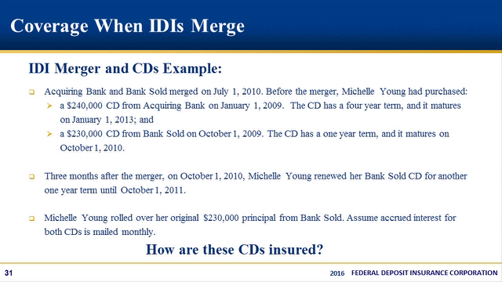3 months after the merger, on October 1st, 2010, Ms. Young renewed her bank-sold CD for another 1-year term until October 1st, 2011. Ms. Young rolled over her original $230,000 principal. Assume accrued interest is mailed monthly for both CDs. So the question is, how are these CDs insured?